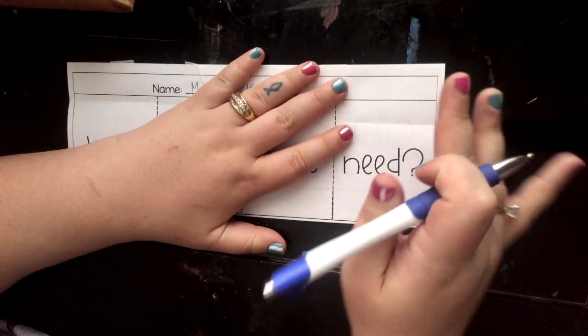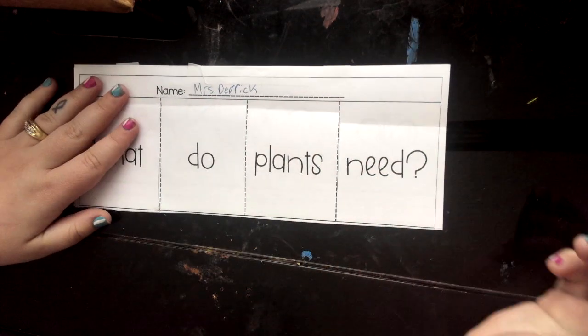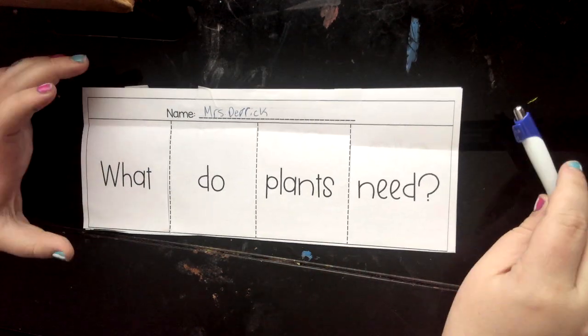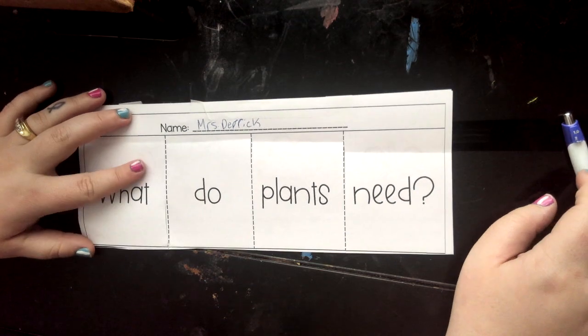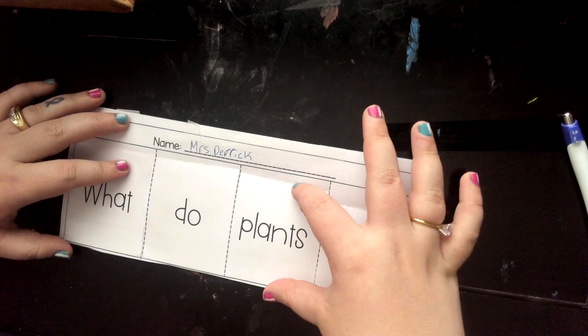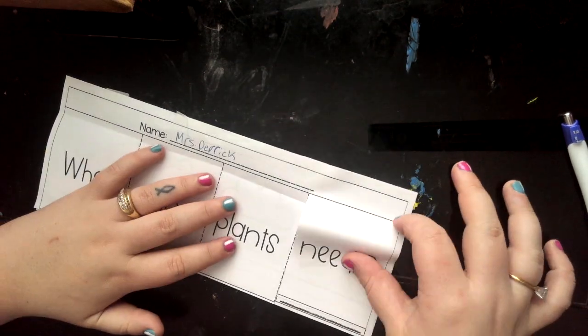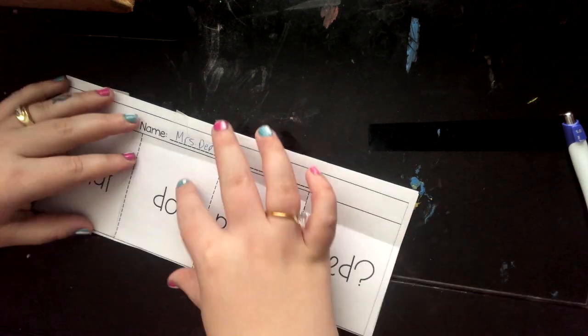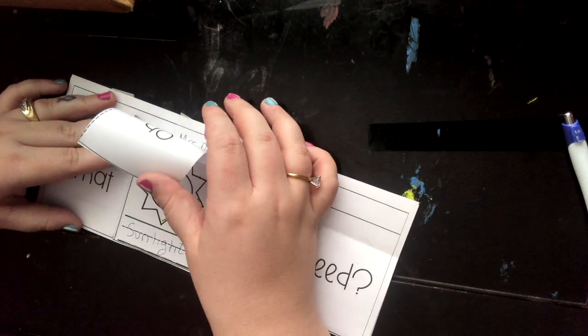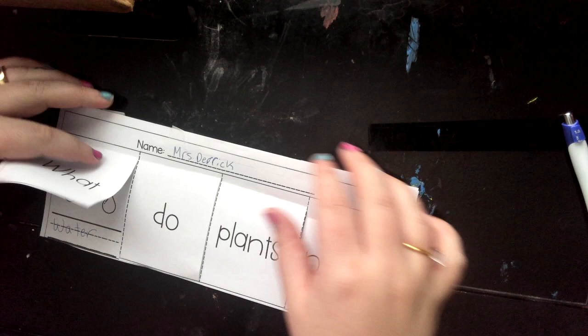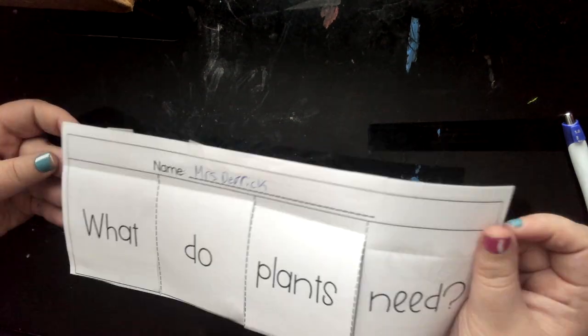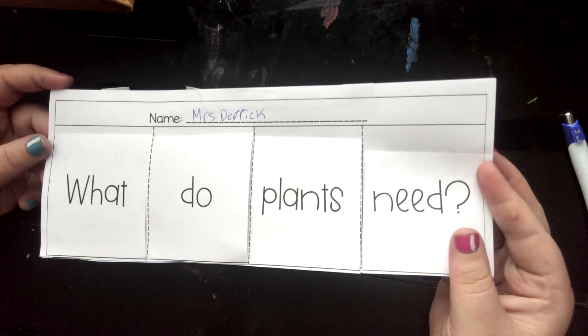Now, if I forget this when I'm taking my quiz next week, hint, hint, I can look at this and go, what do plants need? Air, soil, sunlight, and water. So I know what plants need to survive and thrive.